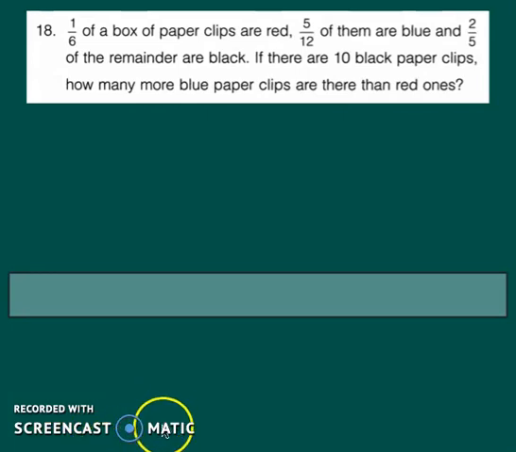All right, so in this question, we have 1/6 of a box of paper clips are red, 5/12 of them are blue, and 2/5 of the remainder are black. So let's pay attention to what is being told to us here. 1/6 of the box of paper clips are red. 5/12 of that box are blue, and 2/5 of the remainder are black. So we don't know too much about the remainder yet.